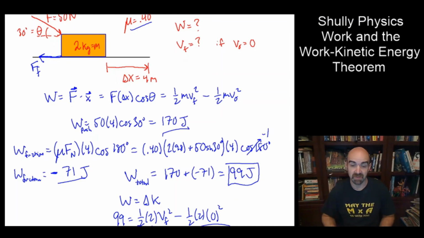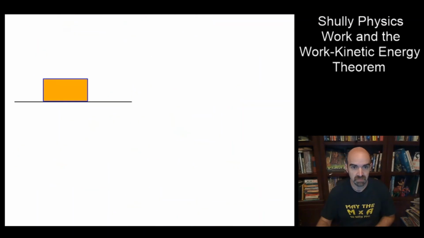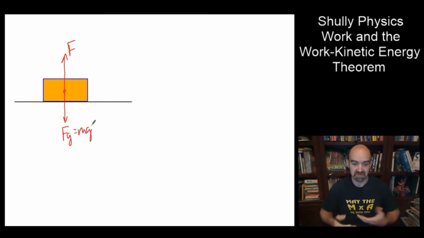In our next scenario, we're going to look at lifting things up. So here's a box again. We're going to lift it up this time. So there's going to be an upward pull or push, and of course there's a downward weight. Now the upward pull is going to be greater than the weight. So here's the workout. We're going to lift things up here.